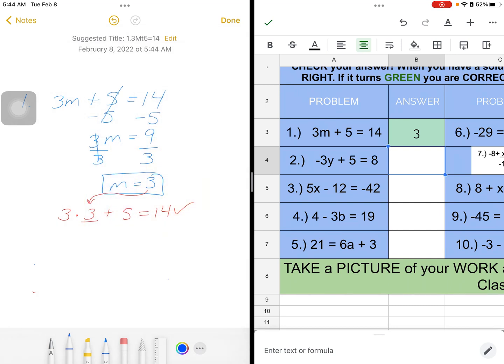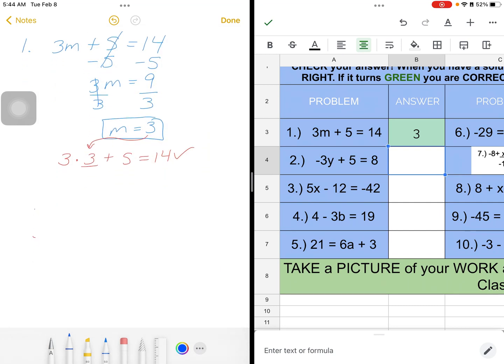So now on my piece of loose leaf, I'm going to do number 2. I'm going to skip a line, give myself some space, and now I'm going to write out number 2, which is negative 3y plus 5 equals 8. The opposite of adding 5 is to subtract. So now I have this left over, which is negative 3y equals 3 when I subtract the 8 minus 5. Then the opposite of multiplying is to divide by a negative 3.